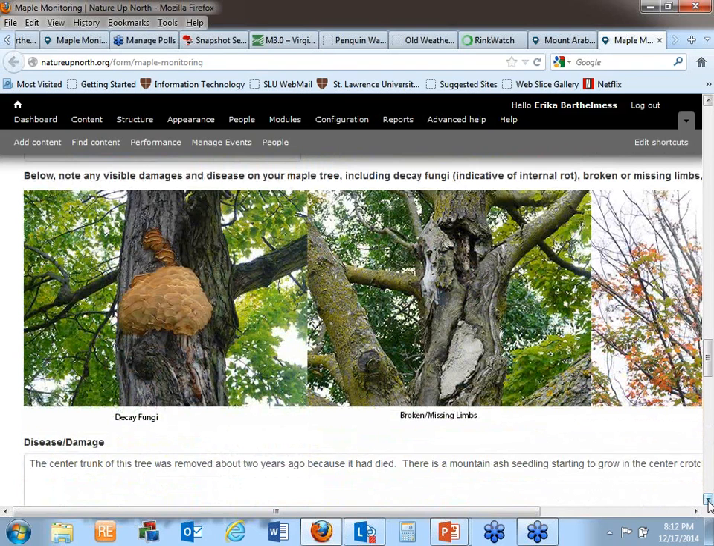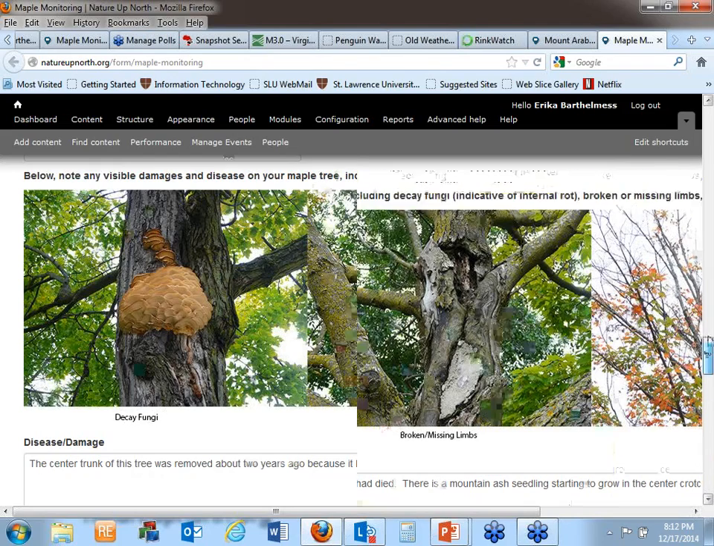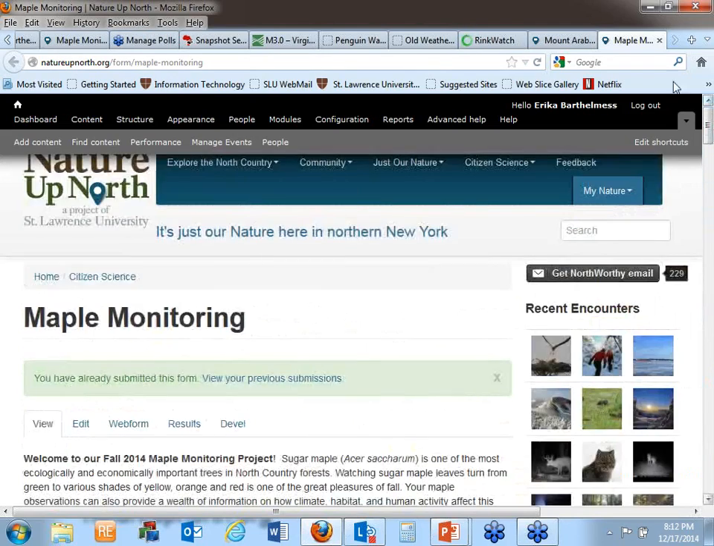And what we've done is we've adapted in the data that we collect from some nationwide phenology projects so that the data we're collecting are compatible with data on a nationwide scale. So that not only do we learn more about the North Country maple trees, but we also can share our data on a national scale with some other projects. So once you've entered all of this information, you hit submit.